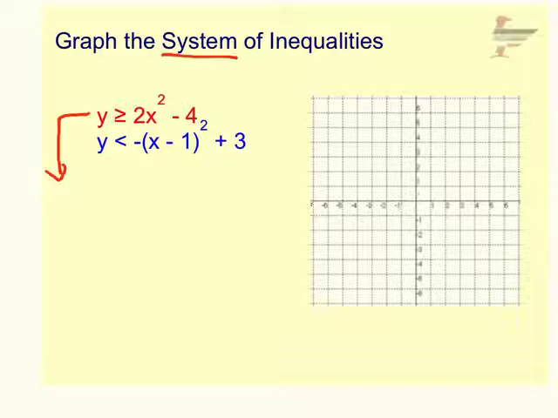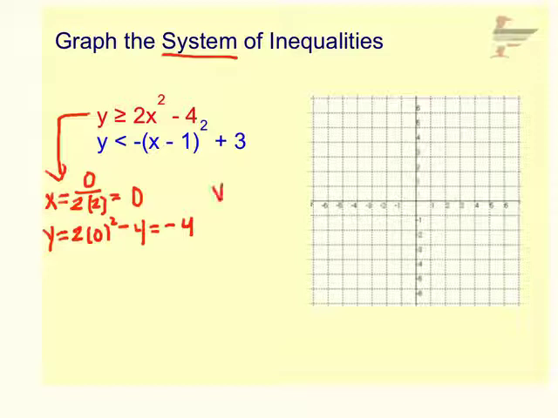Our first one here in red is in standard form, so we'll do our x equals negative b over 2a. Again, you notice we're missing that b term, so it must be a 0 over 2 times 2. 0 divided by anything is 0. And then the y, we just plug in that 0. Do the math, and we end up with a negative 4. So that vertex is 0, negative 4.